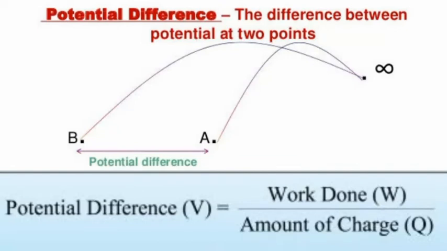So, the potential difference between 2 points is the work done to move a unit charge from one point to another point, and the mathematical equation for the potential difference is V equal to total work divided by total charge, that is V equal to W by Q. The SI unit of potential difference is volt, which is represented with a capital letter V.